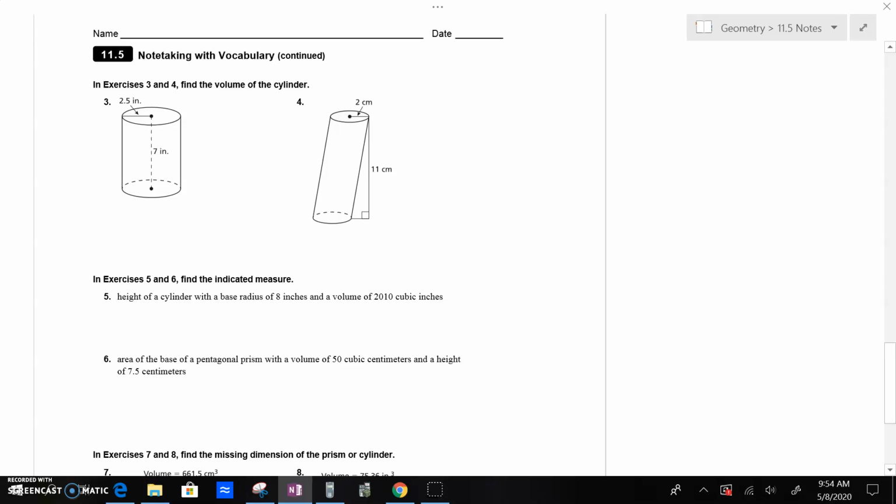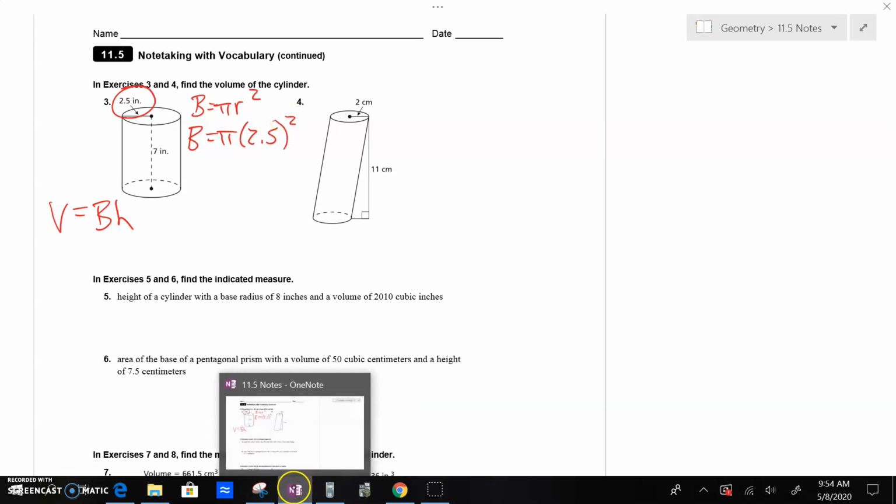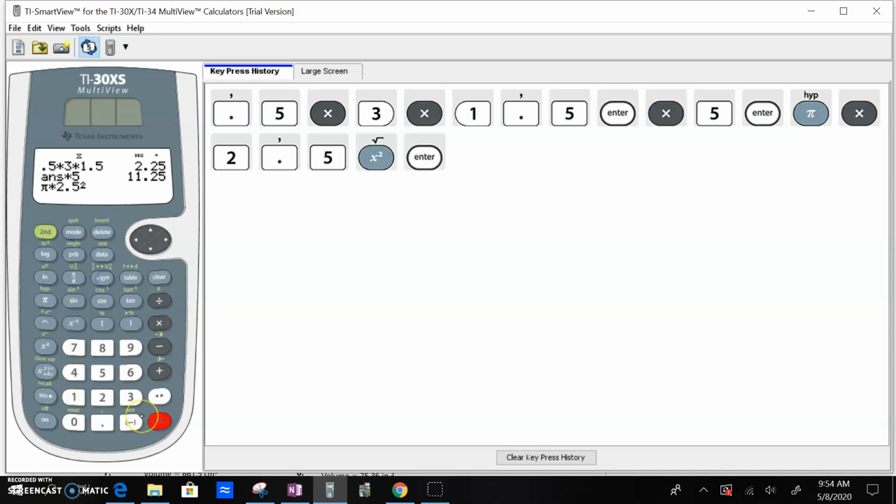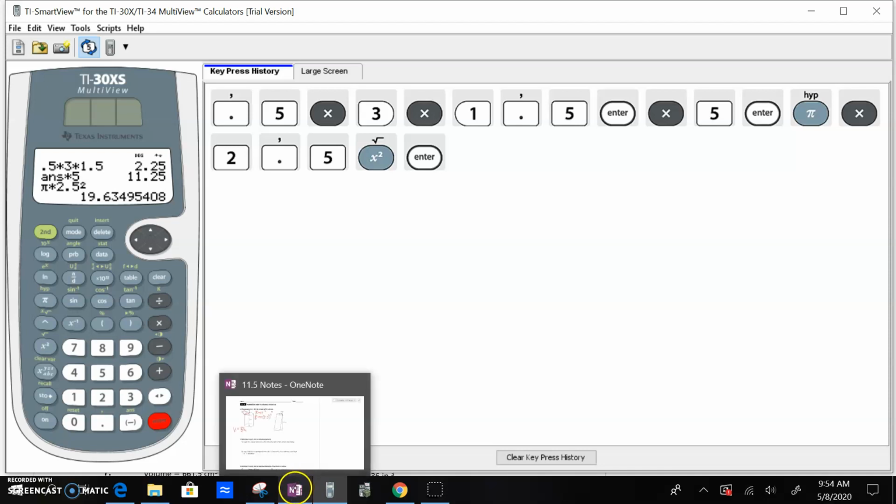So it's perfectly up and down, which means the height is measured through the middle, and they're giving us a radius. So if we want the volume of a cylinder, we need base times height. And to find the area of the base, we're going to do pi r squared. Well, r is 2.5, so we'll do pi times 2.5 squared. Let's just jump into the calculator and do that. So what would that be? It'd be pi, that's this key, times 2.5 squared, and hit enter. And that's going to be a big number. I'm just going to leave it in the calculator, but 19.6.